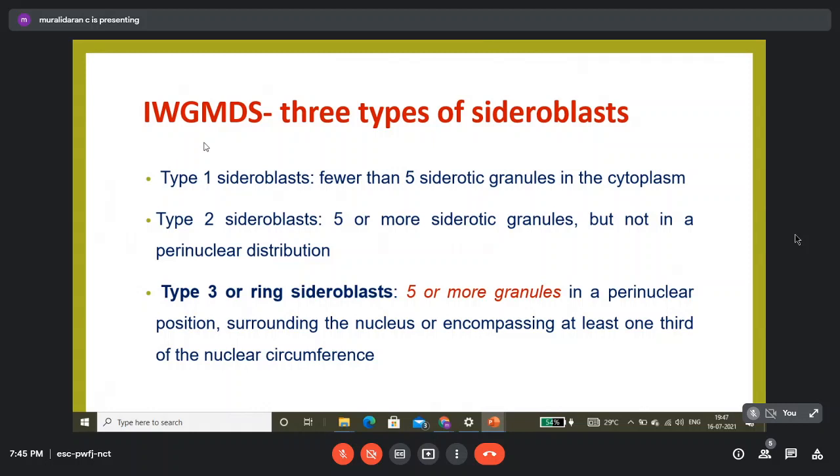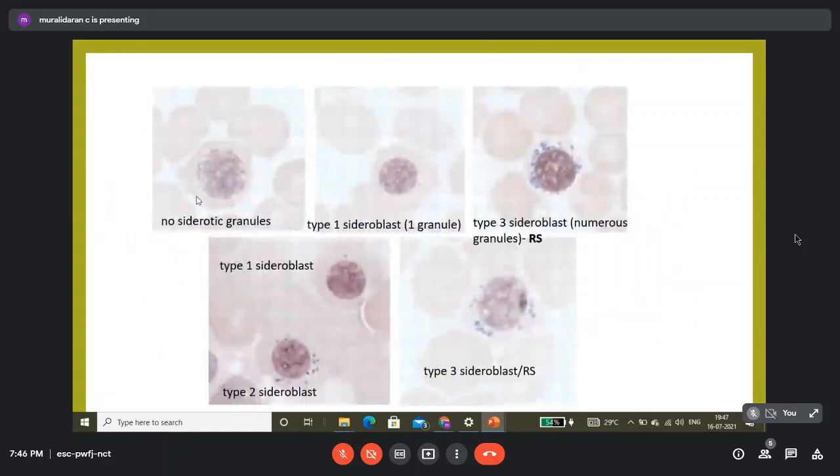So this is our interest of choice in MDS. Here is a photo showing the different types of sideroblast. Here we can see a normoblast without any siderotic granule. In the second picture, one siderotic granule is a type 1 sideroblast, and in the last picture we can see multiple siderotic granules present in the perinuclear location, covering at least one third of the nuclear surface. So these are termed ring sideroblasts.